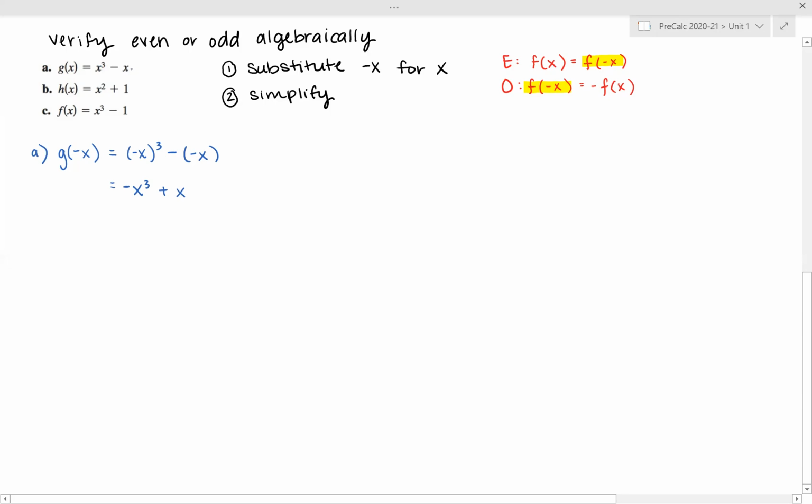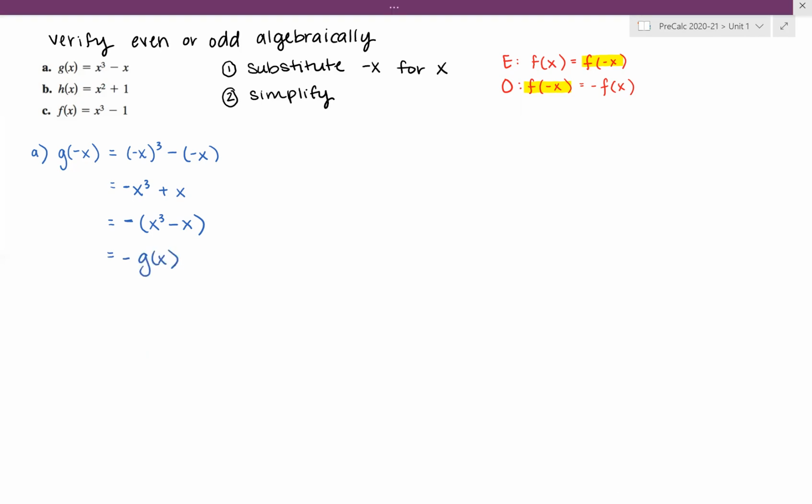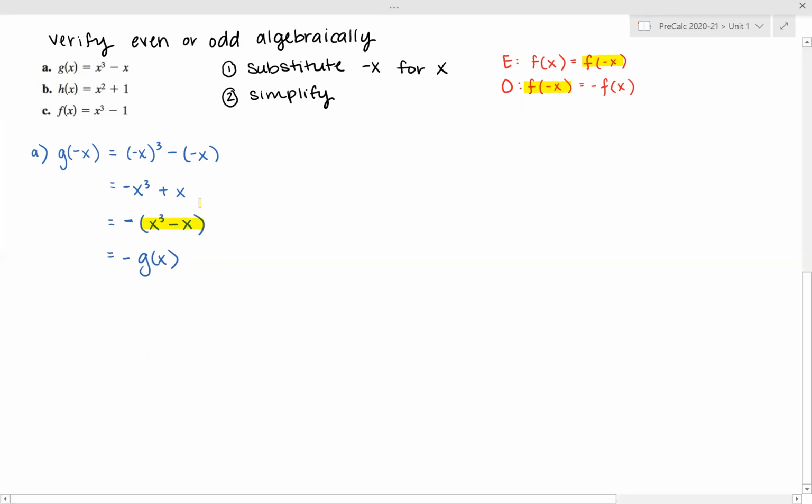Well again, how can I compare that? Our goal is to compare it to the x cubed minus x. Well, let me factor out a negative. If I factor out a negative, then that negative x cubed becomes a positive. Positive divided by a negative is a negative. I get negative x cubed minus x, which is the same thing that we started with. But I have that negative in front, so that is my negative g of x. If you're struggling to see it, this is your g of x. That negative is what we took out.